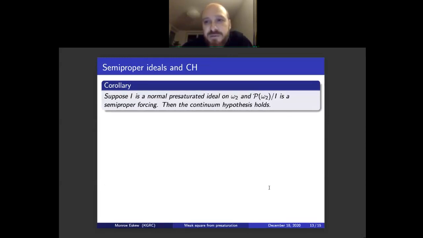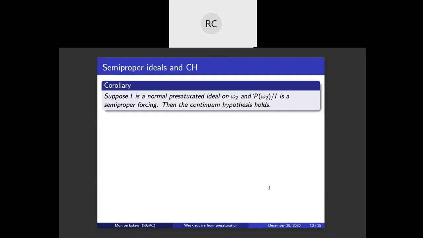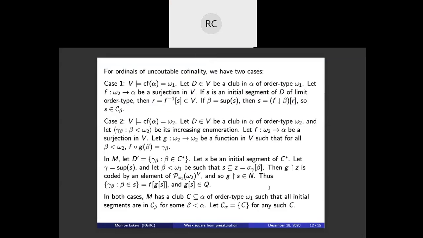Yes, Monroe. I was wondering, in the last slide, when you build your weak square sequence on cofinality omega one and omega two, how much of your cardinality assumption are you using? Are you using a lot of your assumption that 2 to the less than kappa is less than or equal to kappa plus?